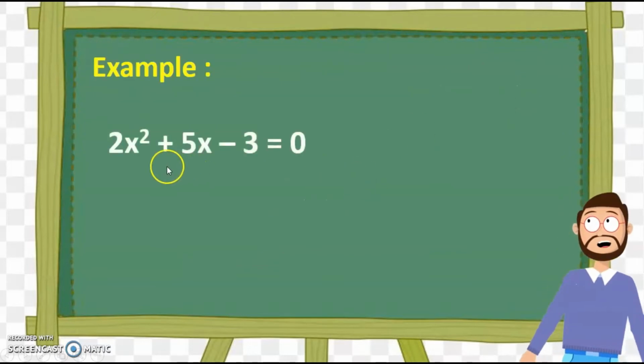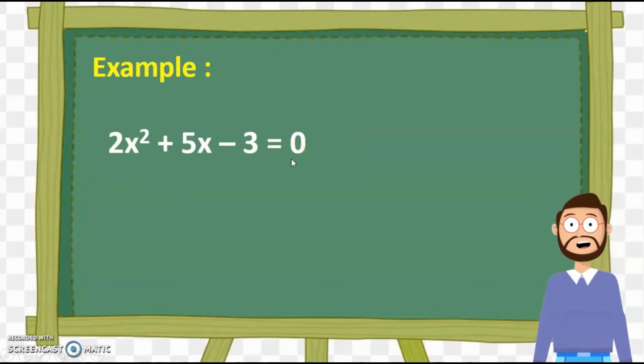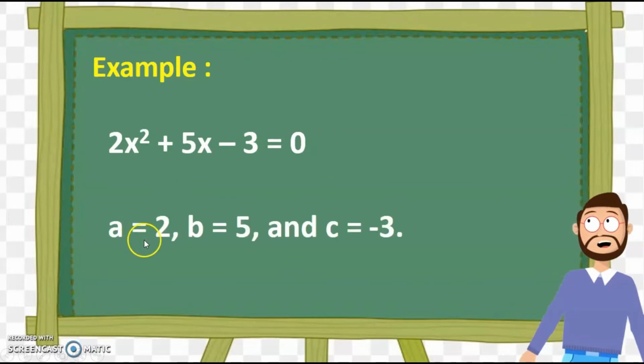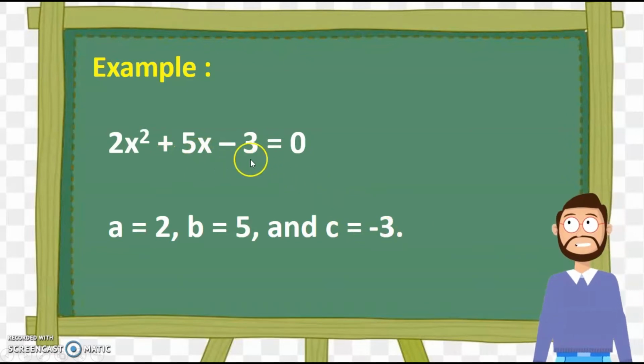For example, we have here 2x squared plus 5x minus 3 equals 0. Now, this is an example of quadratic equation in standard form because it is already arranged from quadratic term, linear term, and constant term. So, since this is already arranged in standard form, you can now identify the values of a, b, and c. So the value of your a here is 2, that is beside x squared. Your b is 5, that is beside x. And your c is negative 3.